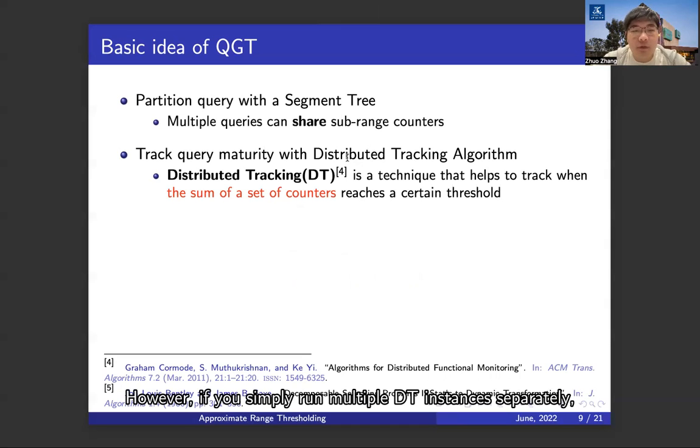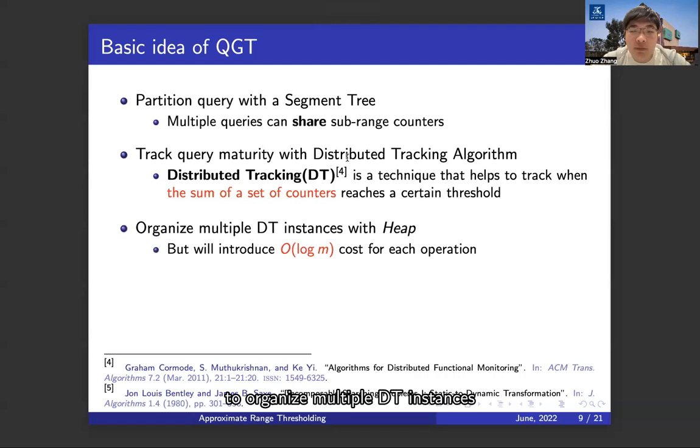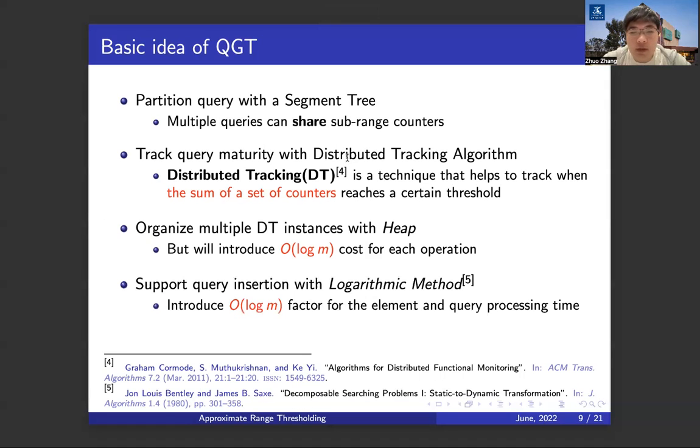However, if you simply run multiple DT instances separately, the overall running time will still be quadratic. The nice idea of QGT algorithm is to organize multiple DT instances in the same subrange together with heap structure. The drawback of doing so is that the heap structure will introduce a log m cost for each of the DT operation. To support query insertion, QGT algorithm utilizes the standard logarithmic method, which will also introduce a log m factor for the element processing and query processing time.